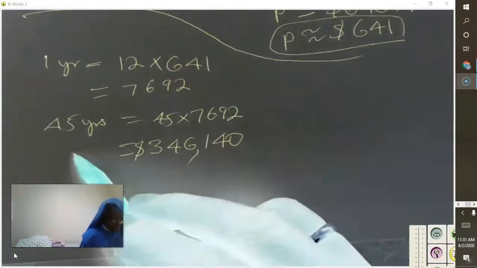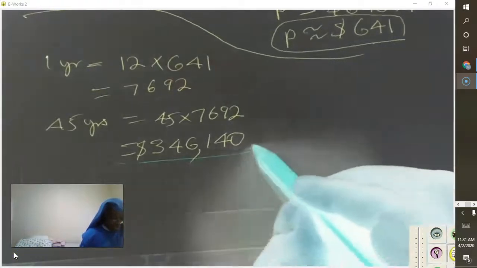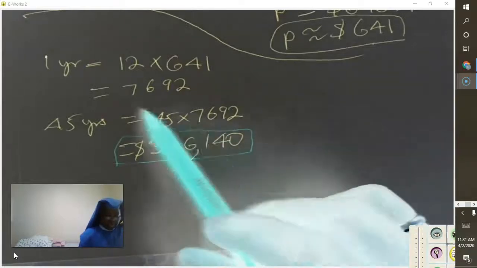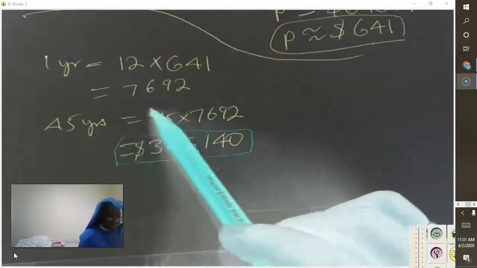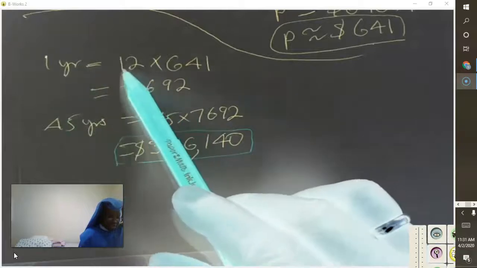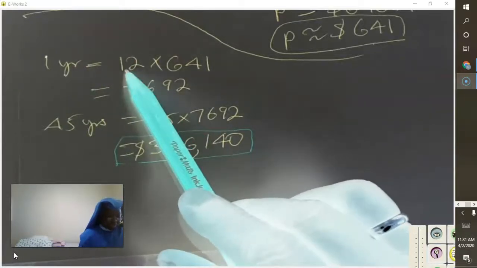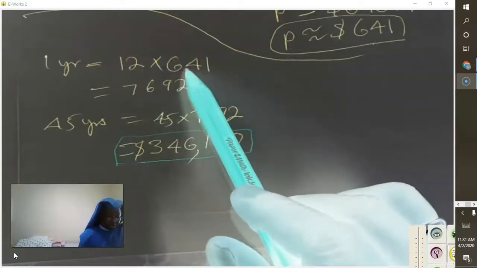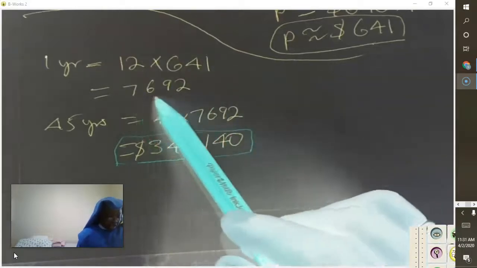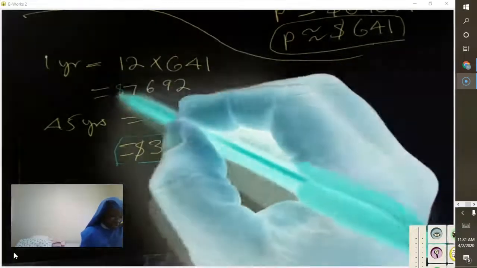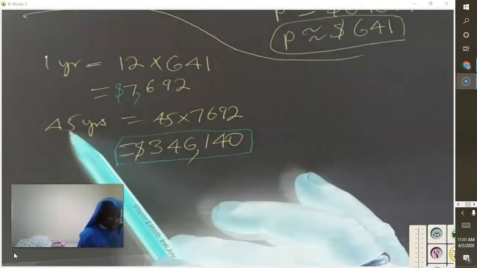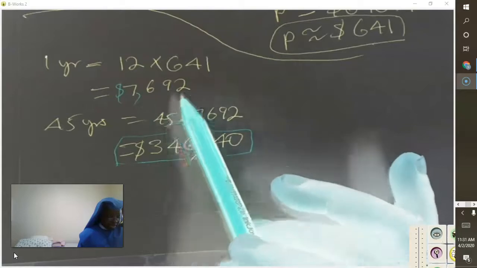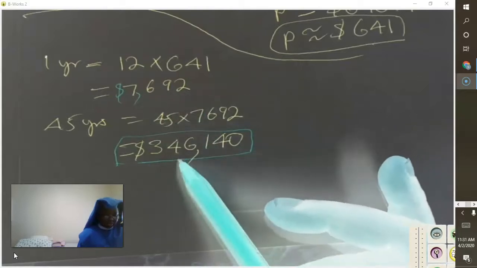So in 45 years, you must have deposited 346,140. Okay, I hope you understand this section. Again, every year, which is 12 months, which is 12 times, because you are depositing every month, you deposit 641. Because a whole year you deposit this amount. And so in 45 years, you're going to deposit whatever you deposit every year times 45 to get this amount.